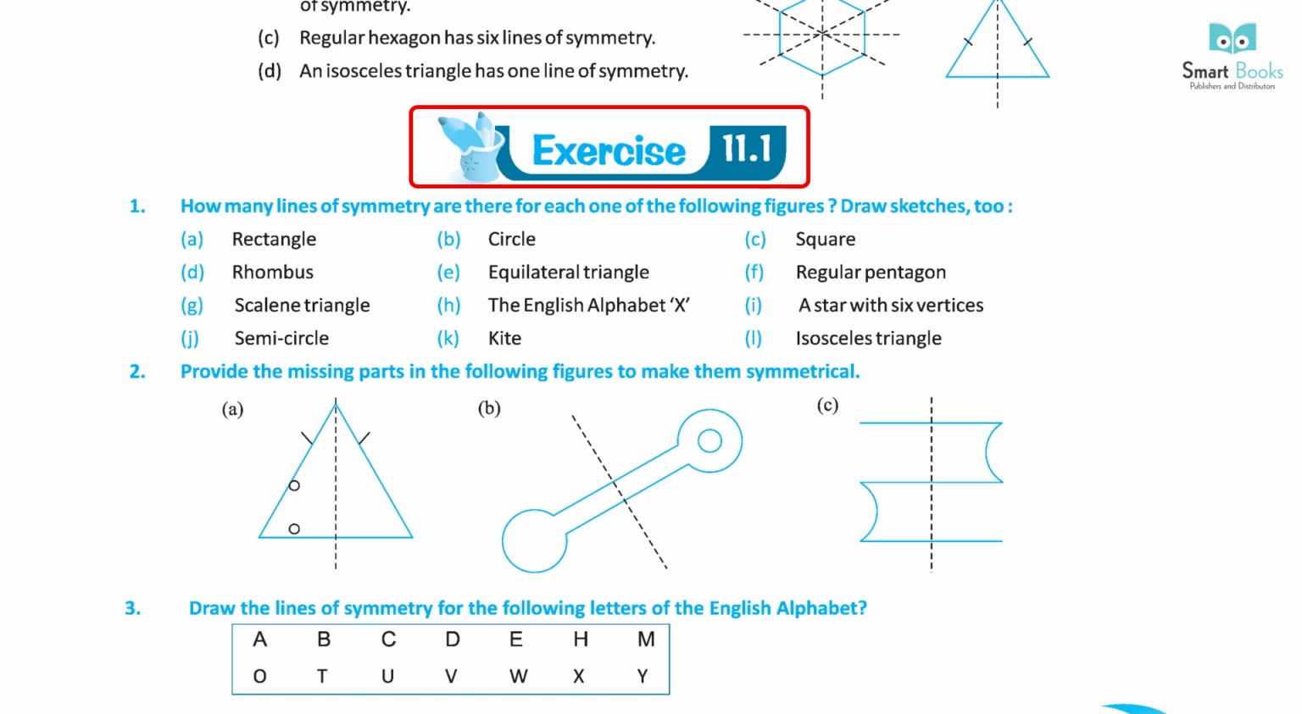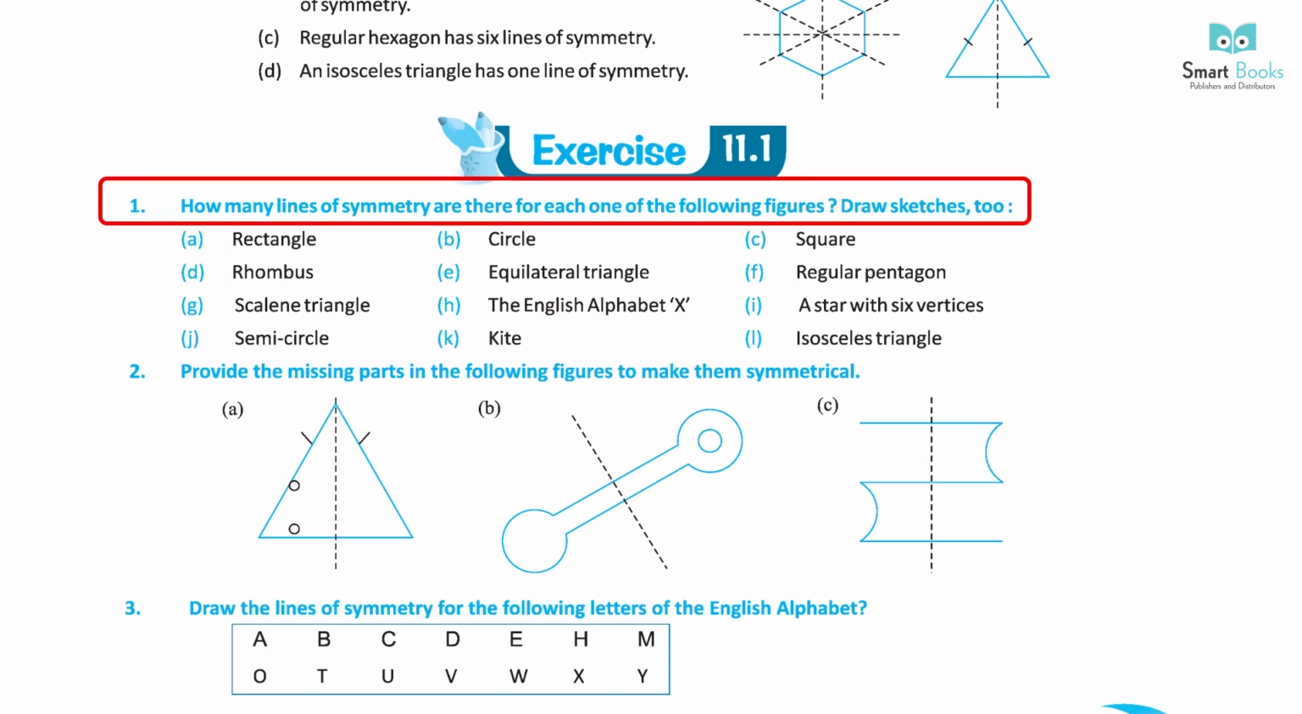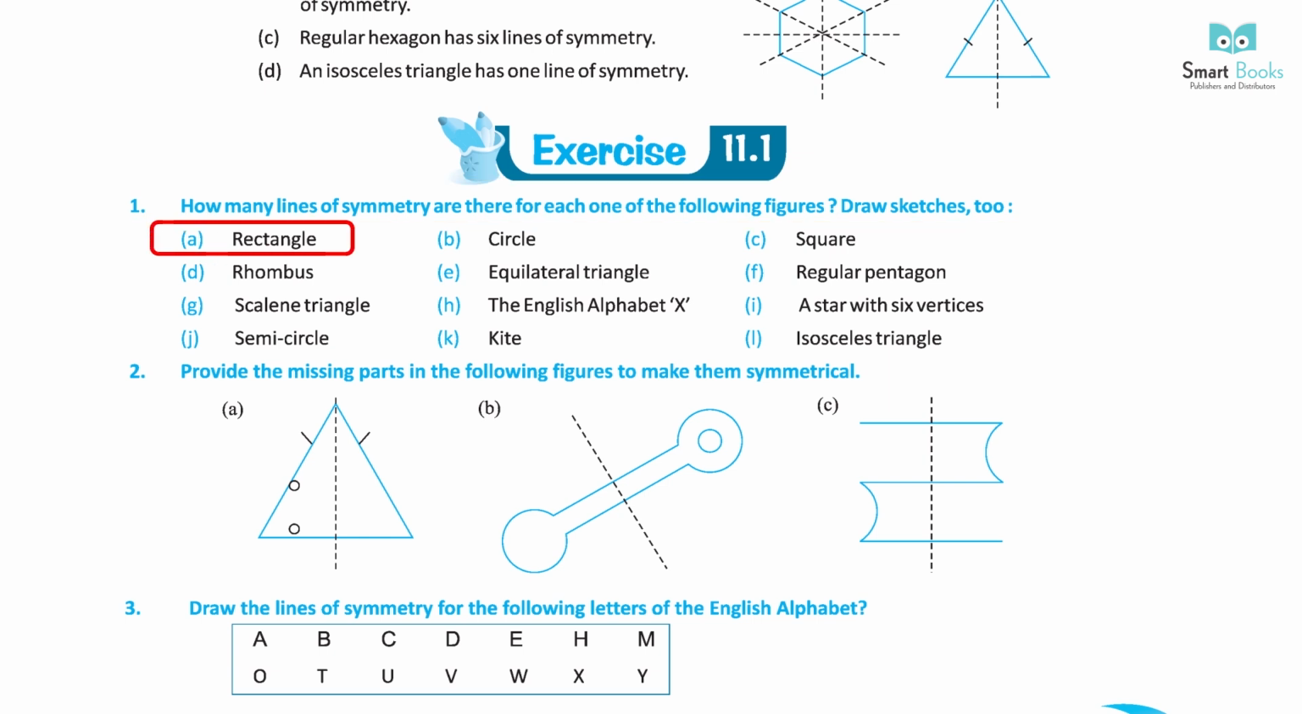Exercise 11.1. Question 1. How many lines of symmetry are there for each one of the following figures? Draw sketches. A. Rectangle. Solution 2. B. Circle. Solution infinite. C. Square. Solution 4. D. Rhombus. Solution 4. E. Equilateral triangle. Solution 3. F. Regular pentagon. Solution 5. G. Scalene triangle. Solution none.